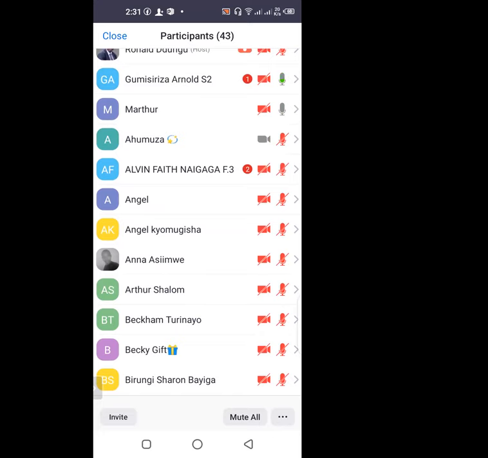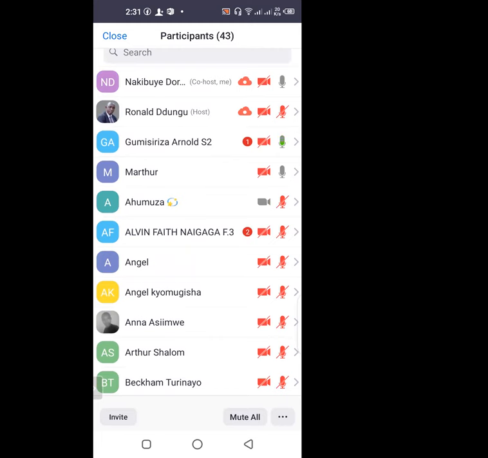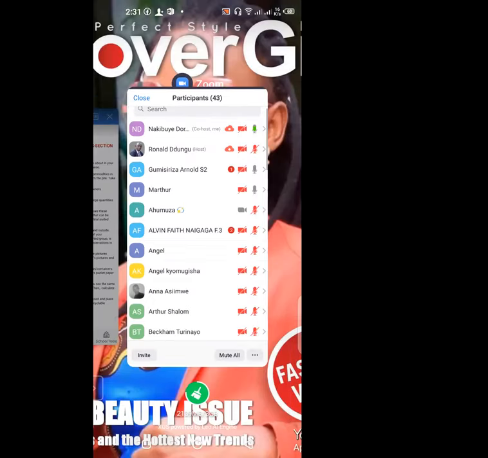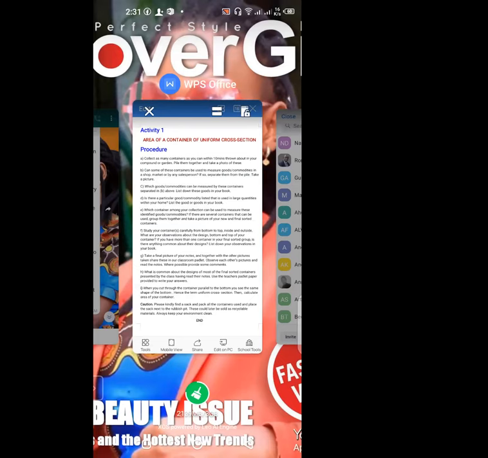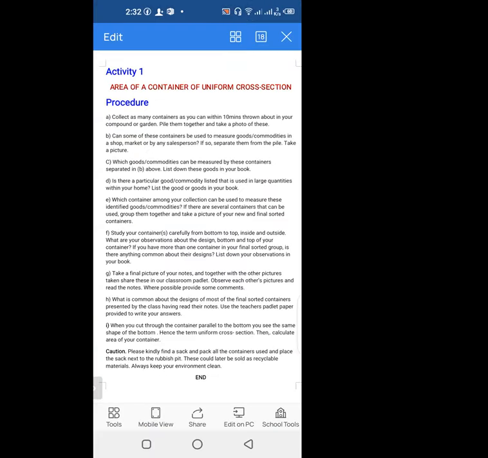Are we on part C or part B? We are still on part B. I want you to separate the commodity containers that are used in shops. There can be one, two, or three. So you take a picture and upload it there on Padlet. Okay, members, I'm giving you 1 second to do that so that we can go on to part C.